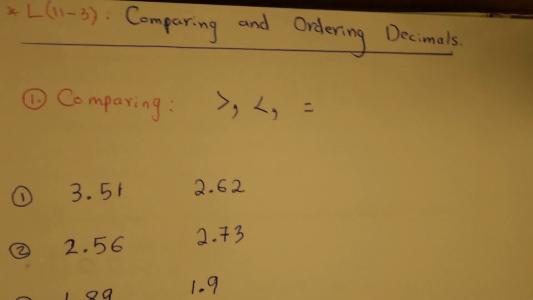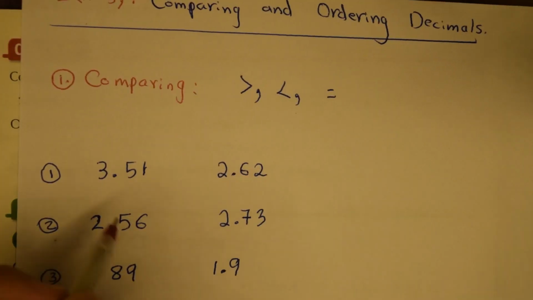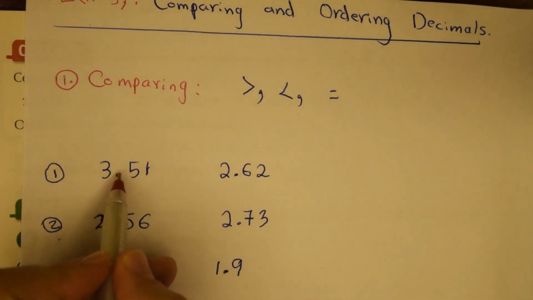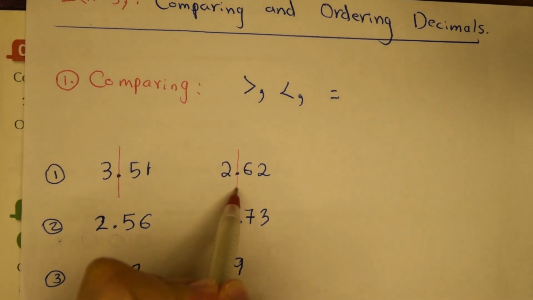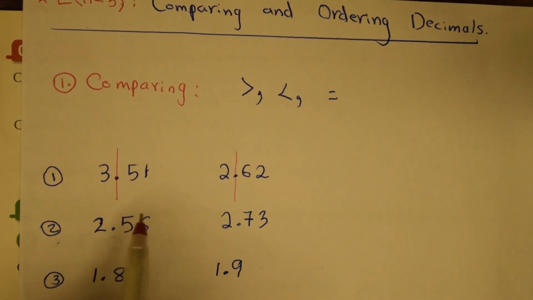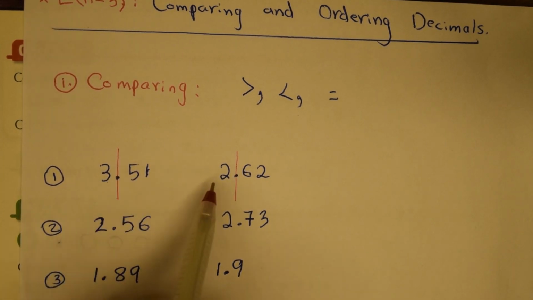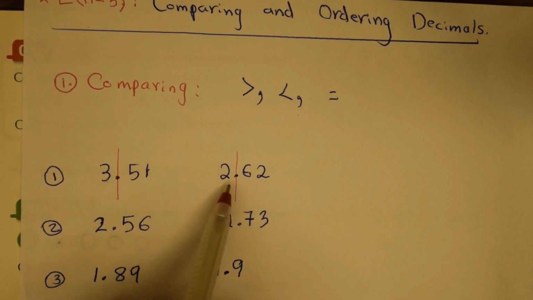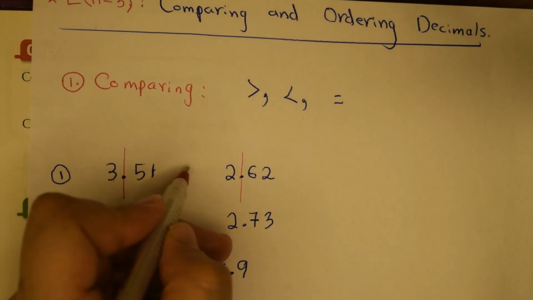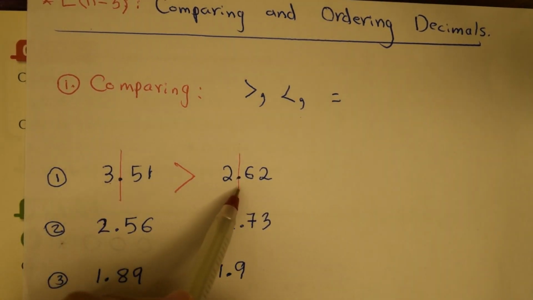Okay? Now, when I'm comparing decimals, the first step I will look at the decimal point and I will put a line here for the decimal point. Now, when I'm comparing, I will always start from the whole part. So here I have 3 in the ones place and 2 in the ones place. Since 3 is greater than 2, I will not continue comparing. Then I will say that this number is greater, because here I have 3, here I have 2.